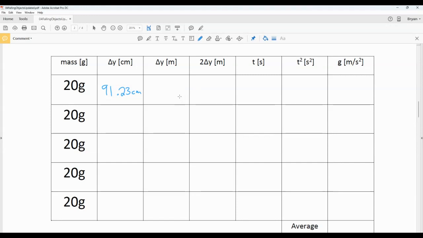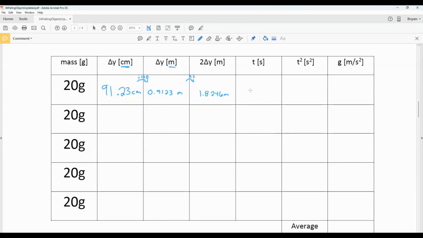Then we're going to have a couple of steps to get through. So first, this is asking us to convert between centimeters and meters. So from here to here, that conversion is going to have us divide by 100. So 0.9123 meters. And then because of the formula, clearing out the 1/2 from earlier through the algebra made us double delta y. And so we need to actually do that step now. We want to multiply it by 2, basically just double this up. And that's going to give us 1.8246.